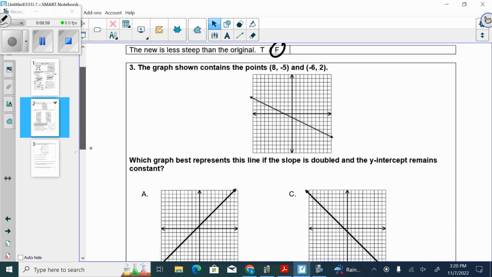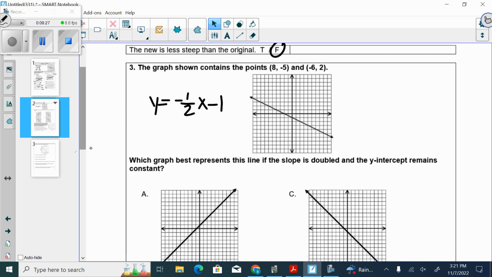Okay, number 3. Again, they tell us what points it goes through. Okay, so still the same as the one on the front page. So y equals -1/2 x minus 1. Still the same equation that we were talking about on the front page. It says, which graph best represents this line if the slope is doubled and the y-intercept remains constant?